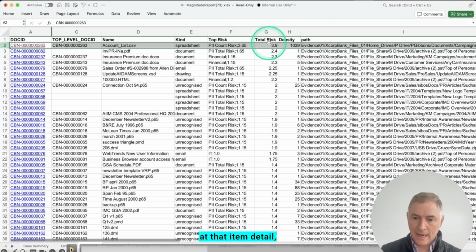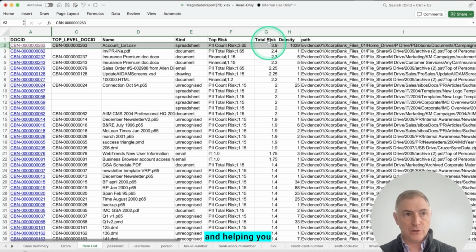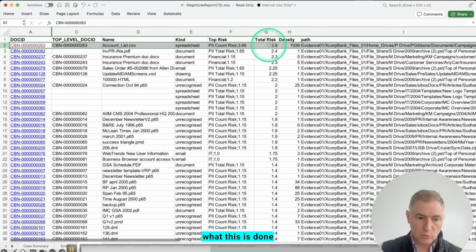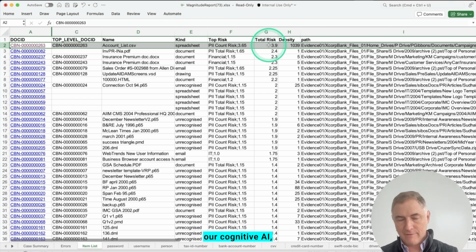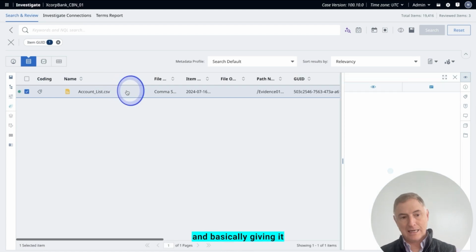And when we look at that item detail, this is one of the key elements of how Nuix thinks about handling these use cases. It's largely about prioritization and helping you, as an operator, organization, or entity, decide what matters most, to focus in on that most important thing as quickly as possible. So here you can see we have all of our files, where they are, but this column called total risk is of particular importance. Because essentially, it has taken our cognitive AI, extracted all of these different aspects about those items, and given each a risk score.